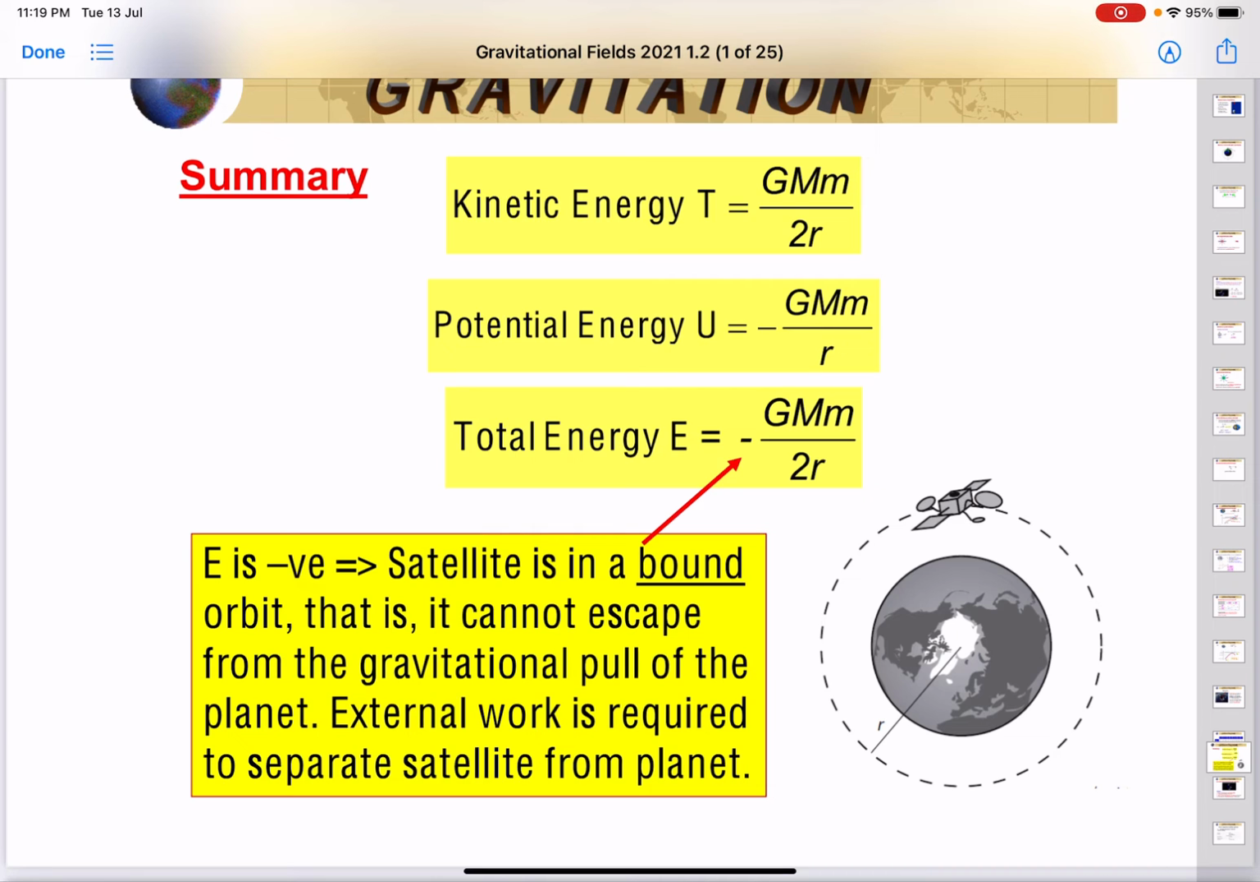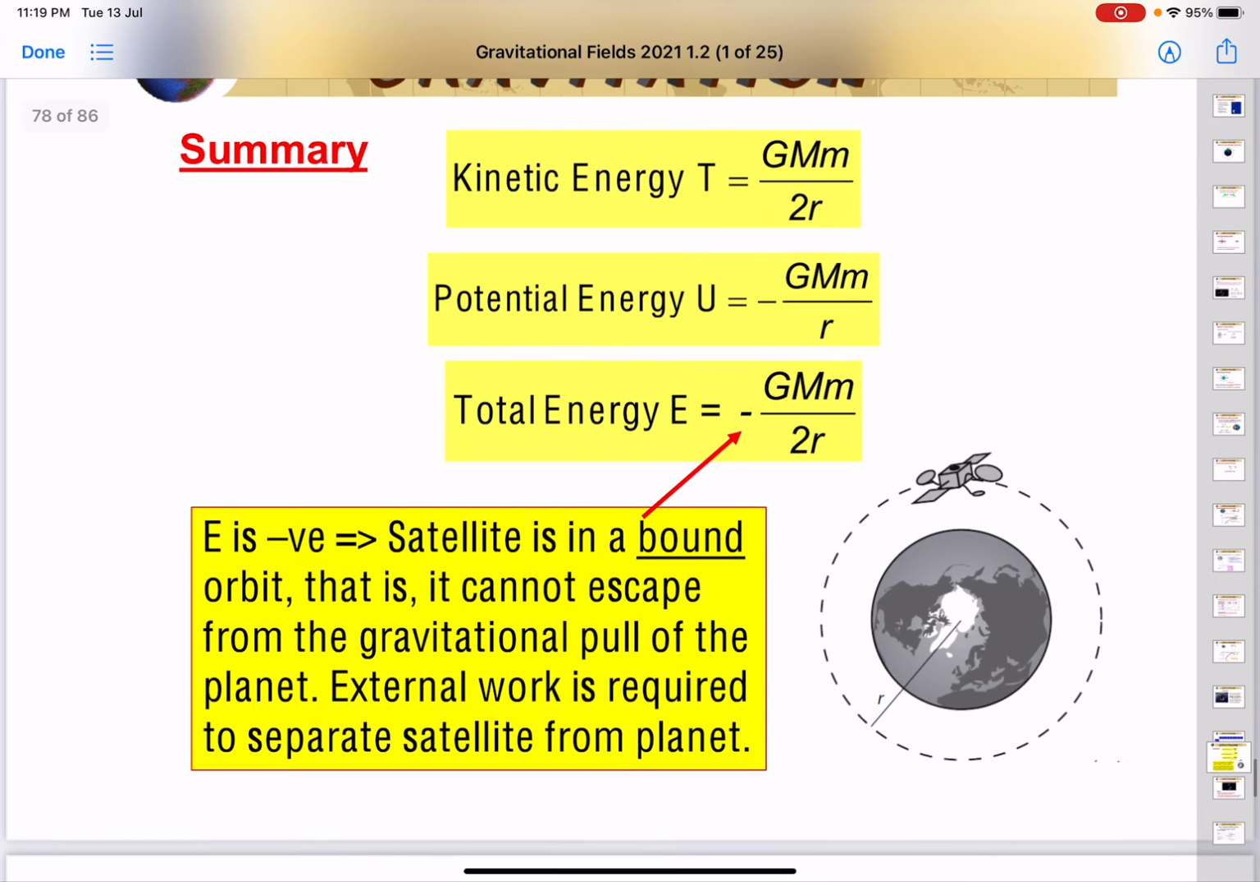So this is similar to what an electron experiences when it is moving around a nucleus. You can actually learn more about this in the later topic, electrostatics. In order to allow the satellite to escape, you need to do some external work on the satellite to move it away from the Earth.